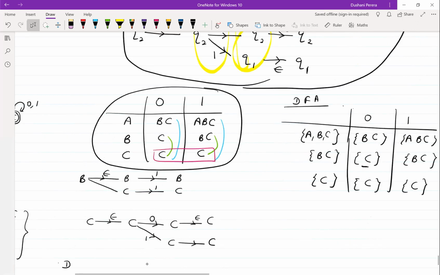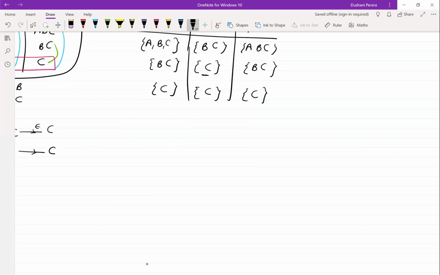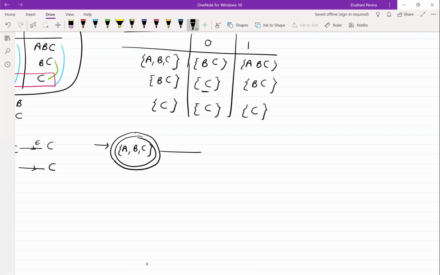So let's draw the DFA. A, B, C. This is a final state. And when you see 0, you should go to B. That also becomes a final state.